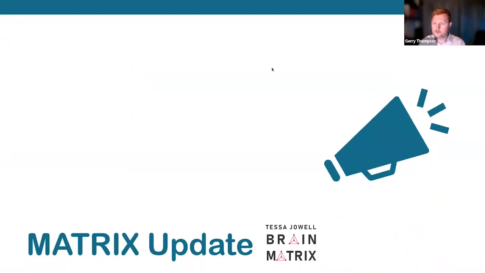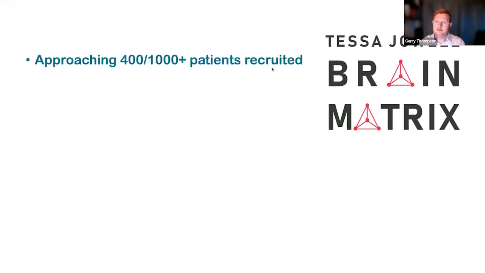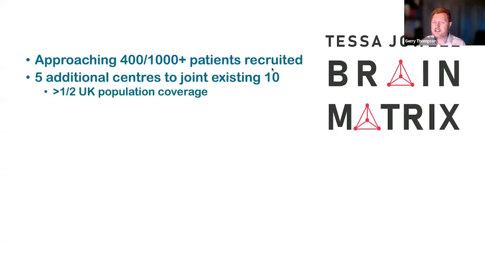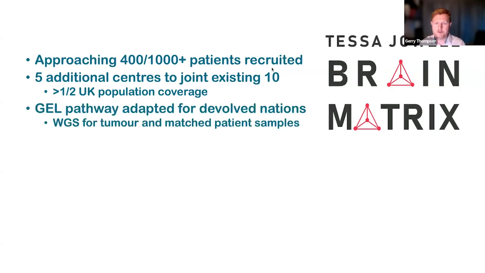So, a bit of an update on the Matrix platform itself. Now that we've got the tool up and running, we're approaching 400 of 1,000 plus patients recruited. 5 additional centres have joined to that existing original 10, as I said, covering more than half of the UK population. And the Genomics England pathway has been adapted for what we call devolved nations in the UK. So that's Wales, Northern Ireland and Scotland, to allow that whole genome sequencing not just to be available to English patients in NHS England, but to also other patients that are participating in the platform.